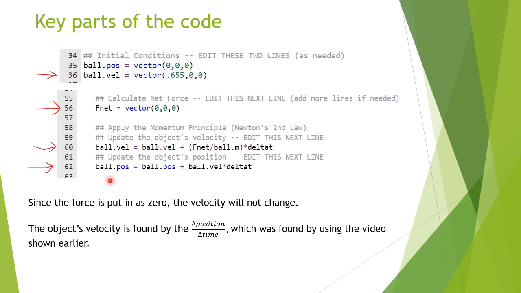Another important thing was the ball's position, and this formula was given by ball's position equals ball's position plus ball velocity times delta t, and this was given by the ball's velocity, which was found earlier, and then multiplying it by the time intervals to update the position. And these two formulas combined can create the first formula that I showed you earlier.